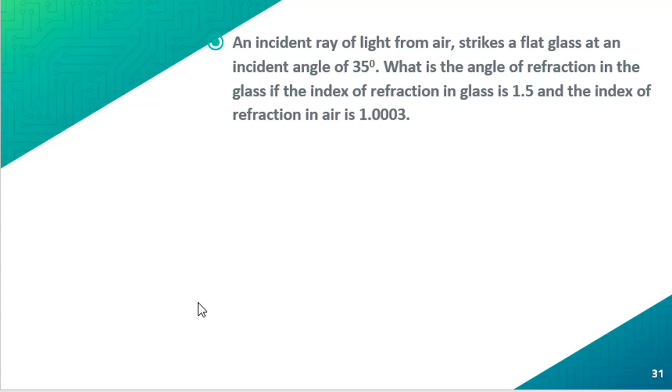An incident ray of light from air strikes a flat glass at an incident angle of 35 degrees. What is the angle of refraction in the glass, if the index of refraction in glass is 1.5 and the index of refraction in air is 1.0003? Okay, recall that the equation for Snell's law, we have here n1 sine theta 1 is equivalent to n2 sine theta 2.